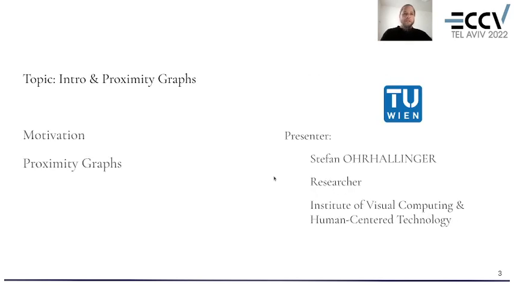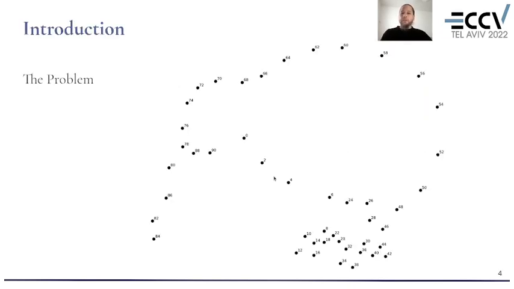So I will start with introduction and proximity graphs, the third part. If you look at this image, you might know the children's game Connect the Dots. We have a number of dots, they are numbered, and then you just connect them in order. So this represents the basic curve reconstruction problem, where you might have silhouettes from scans, sketches, medical images, but the principal fundamental problem is you have a set of points and you need to connect them to a shape.